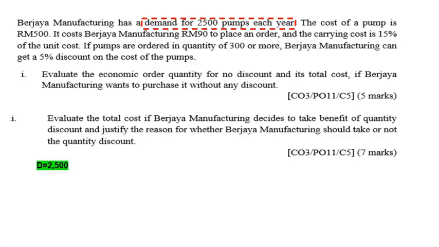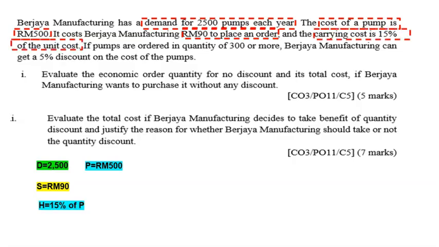And then they gave us the cost of palm is 500. So the cost price is P, 500. And then they gave us the cost to place an order, in which the S is 90 ringgit. And then the carrying cost or the holding cost is 15% of the unit cost. So this question, they don't give us a direct H value, they just gave us that H is 15% of the P, in which P here is 500.